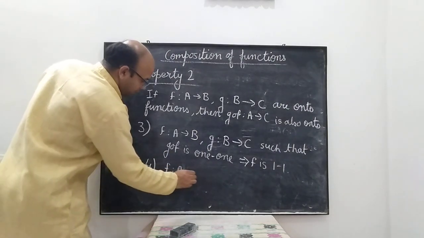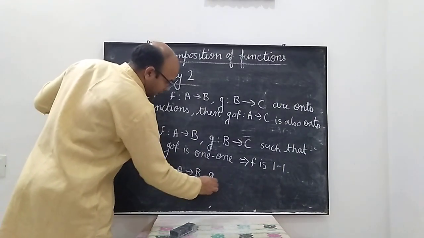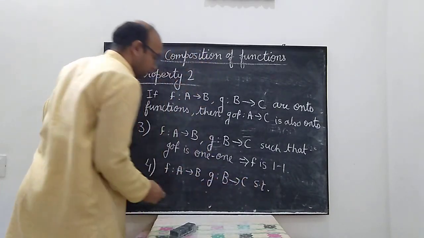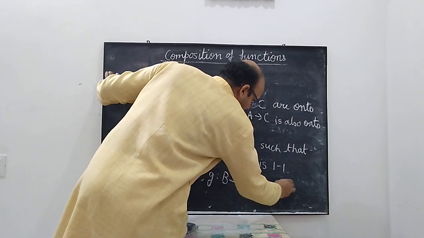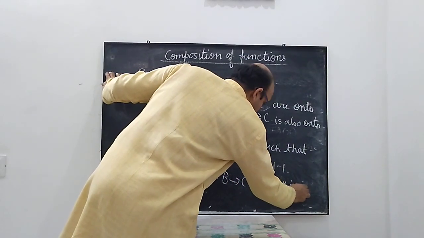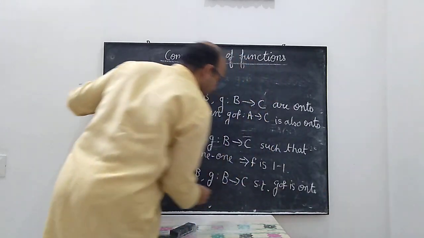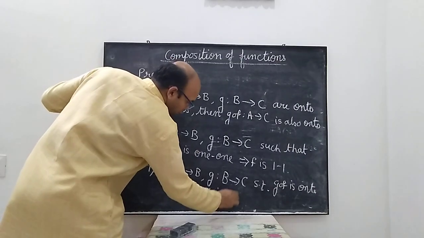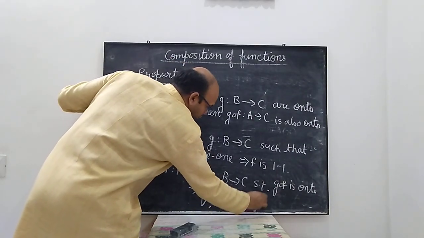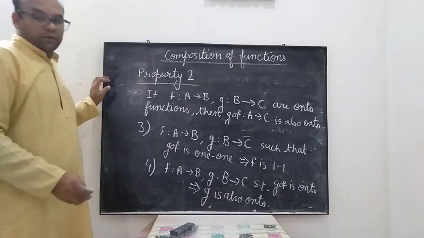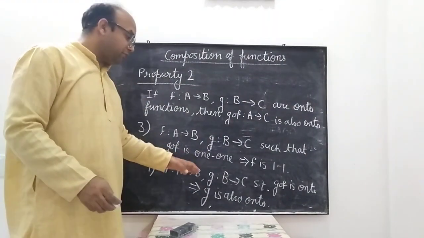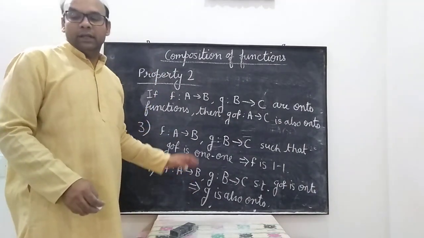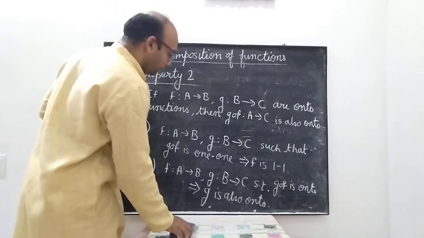If f is defined from A to B and g is defined from B to C such that gof is onto, then this implies that g is also onto. f may or may not be onto, but the function g has to be an onto function.